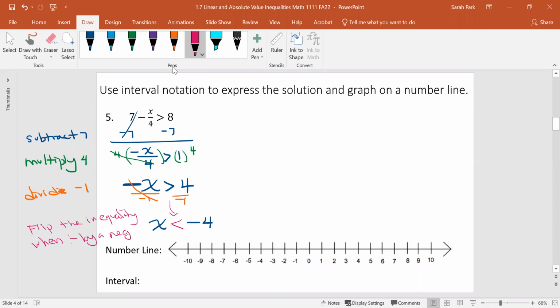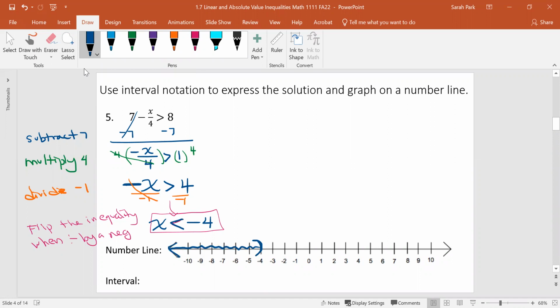Okay, so this is the solution. It's a set builder notation. Now we're going to transfer this onto a number line. It says all values of x are less than negative 4. So I'm going to go to negative 4 on the number line. Because it's less than, we're going to use parentheses. And we're going to open the parenthesis this way at negative 4 and shade everything to the left.